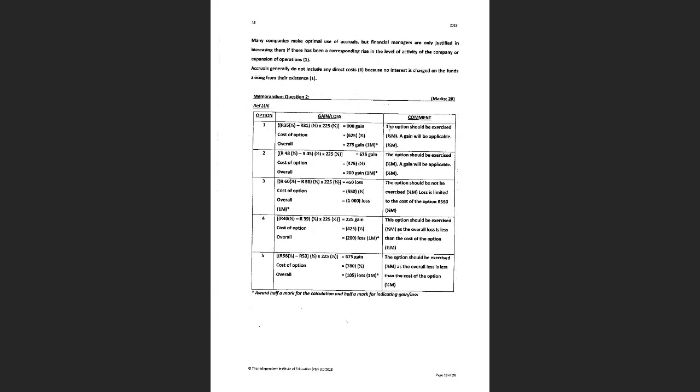Just because you didn't write that word gain or loss, you cannot assume that the marker knows what you've calculated. And then here's your comment, and you'll see that it's also split into 2 half marks. 1 half mark for stating whether it should or should not be exercised, and the other half a mark is for the reason. Okay, so again, if you forget to put down a reason, you're going to lose 2.5 marks there.